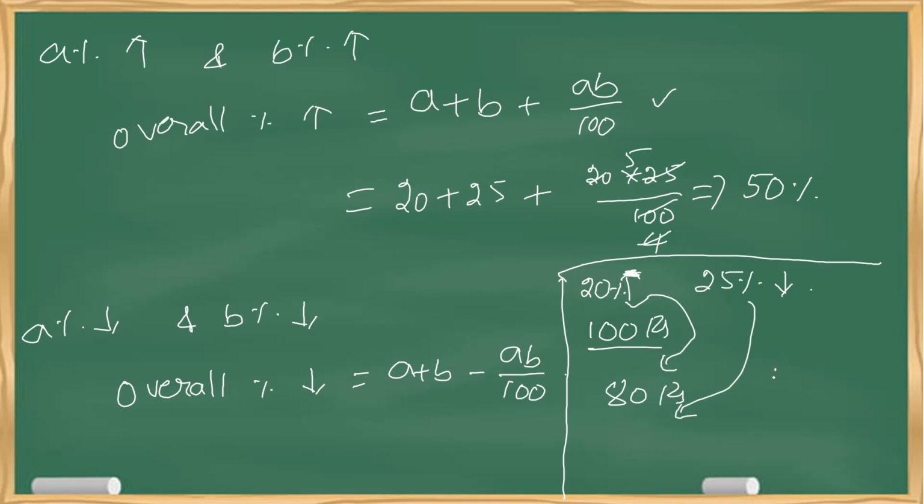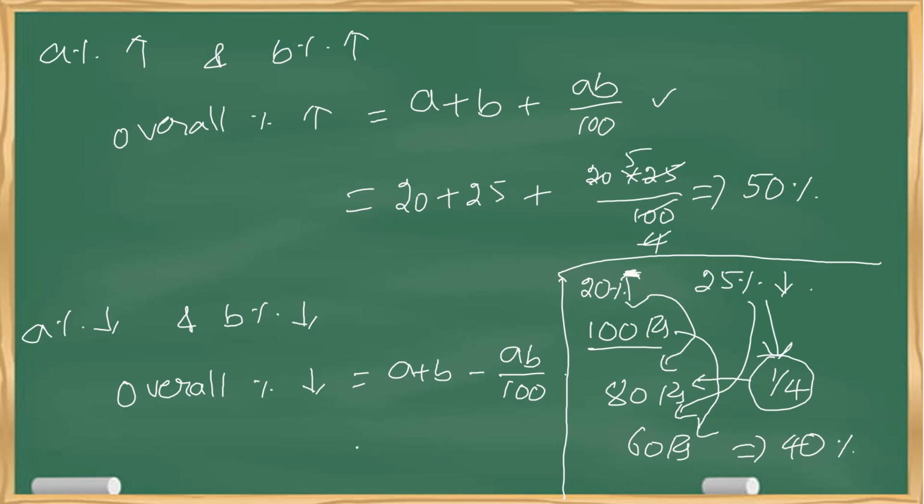How to find 25% of something? 1 by 4th is 25%. What is 1 by 4th of 80? 20 rupees decrease. So it finally becomes 60. So the initial value is 100 and the final value is 60. So it becomes finally a 40% difference.